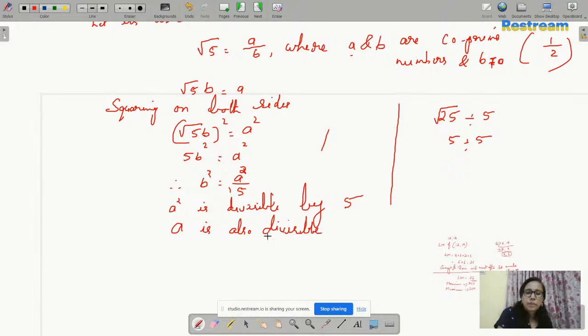A is also divisible by 5. Okay, this is the concept. If A square is divisible by 5, A is also divisible by 5. Okay, I'll take another example.